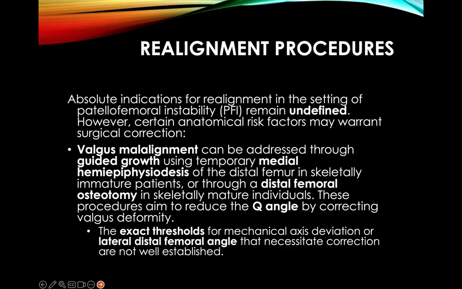Talking about realignment procedures, there is no absolute indication that has been defined for the need of a particular procedure for a particular condition. All of them have been addressed separately. For example, if there is a valgus malalignment in a skeletally immature child, you do a temporary medial 8-plate hemiepiphysiodesis, or in a skeletally mature child, you do a distal femoral or a tibial osteotomy, depending on where the valgus is. The aim is to neutralize or reduce the Q angle by correcting the valgus deformity.